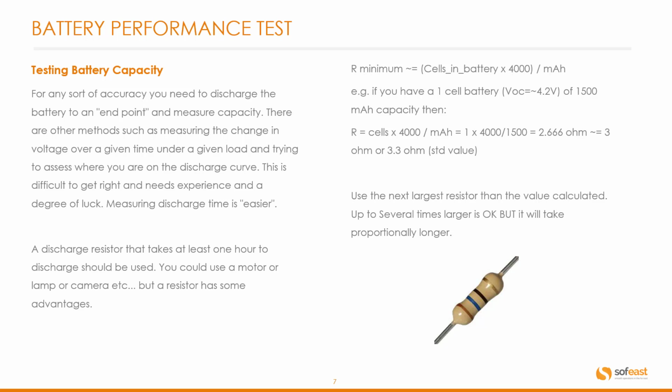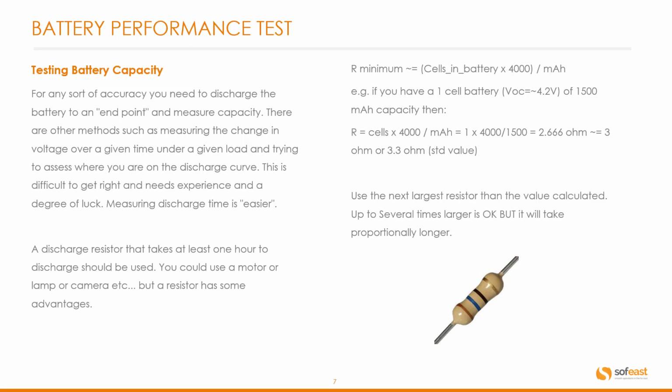A discharge resistor that takes at least 1 hour to discharge should be used. You could use a motor or a lamp or a camera, for example, but a resistor does have some advantages. So let's have a look at the minimum value for that resistor. On the right hand side here we can see how we calculate that. It's the cells in the battery times 4000 divided by the milliamp hours.